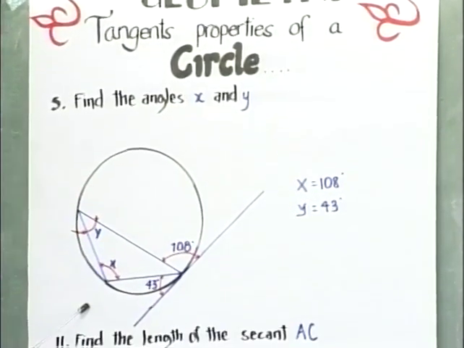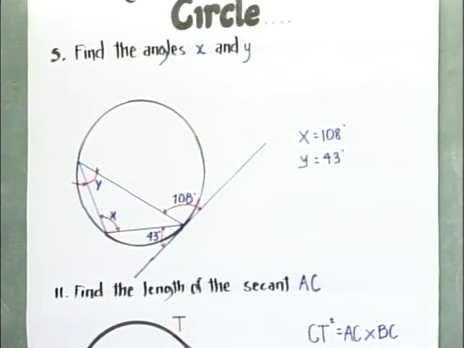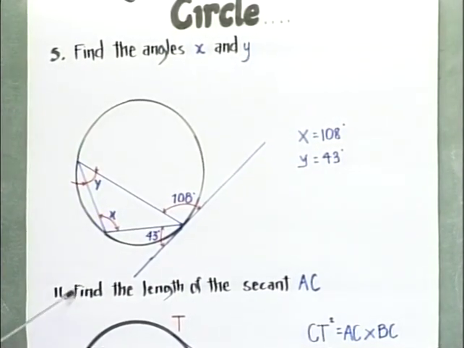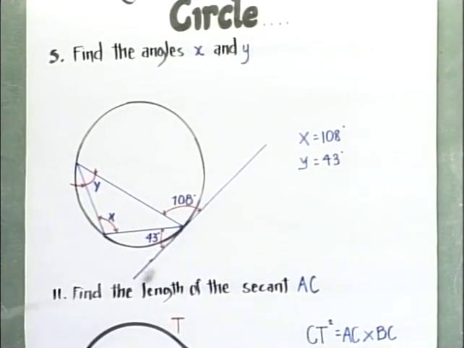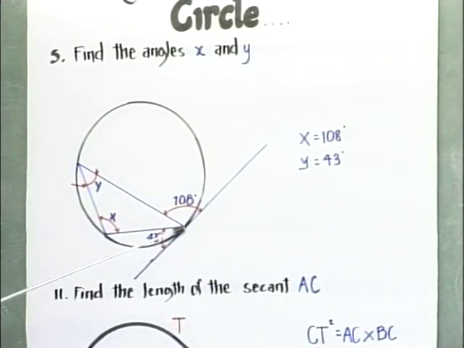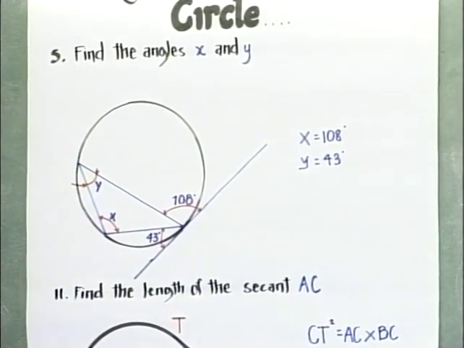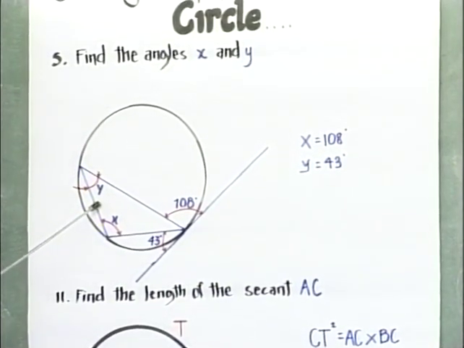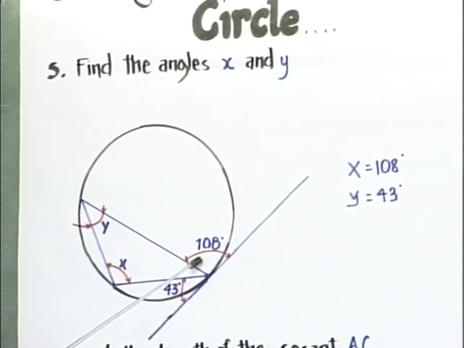Okay, for this question, we use the tangent properties of a circle, rule number 4, which states that the angle formed by the tangent and a chord at the point of tangency is equal to this angle. So x is equal to 108 degrees.